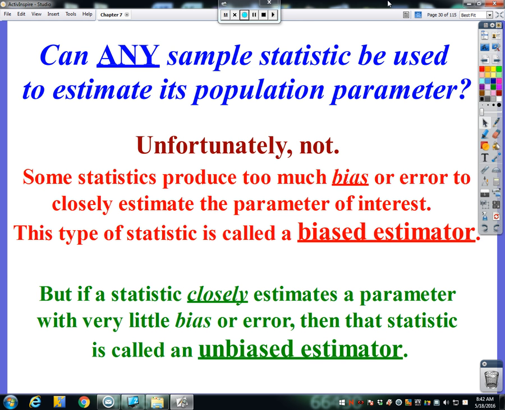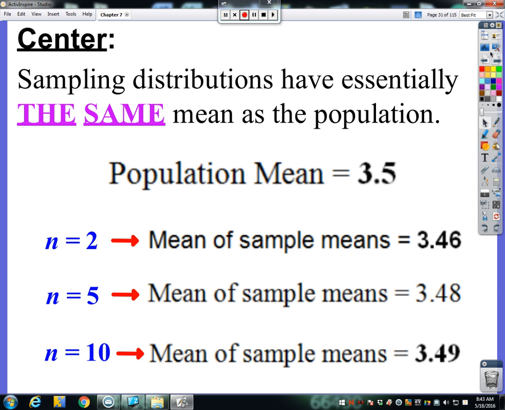So some statistics produce too much bias or error to closely estimate the parameter of interest. And this type of statistic is called a biased estimator. But if a statistic closely estimates a parameter with very little bias or error, then that statistic is called an unbiased estimator. Obviously, we want an unbiased estimator, something that will be very close to the population parameter of interest.